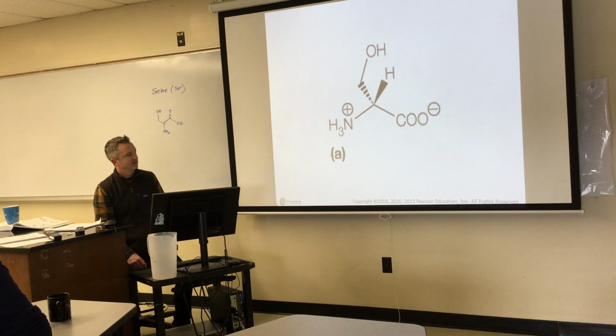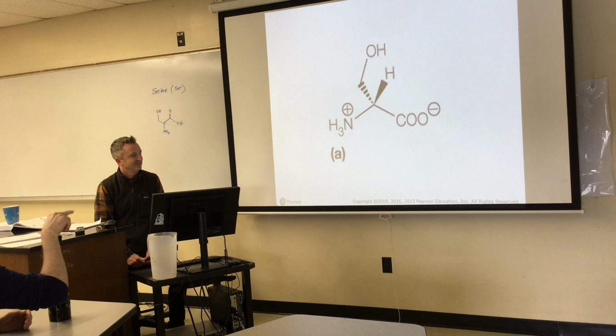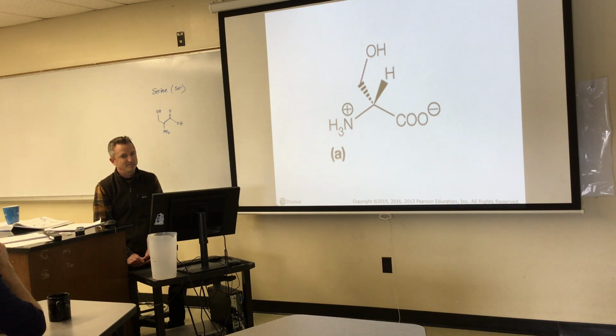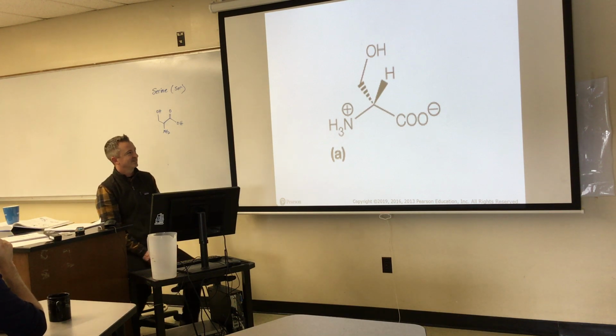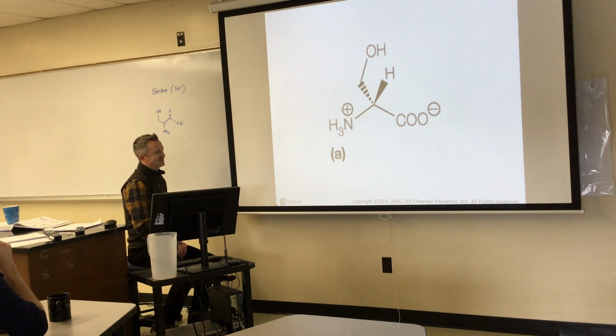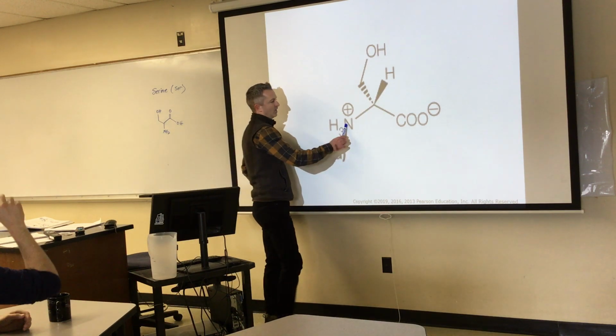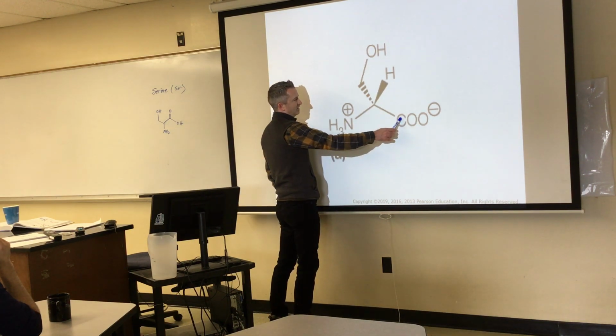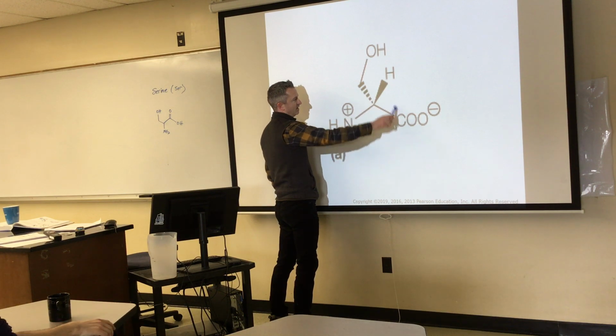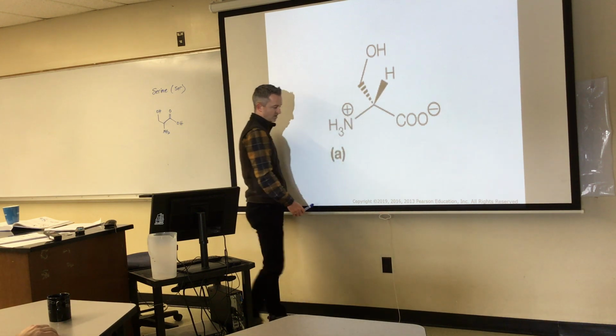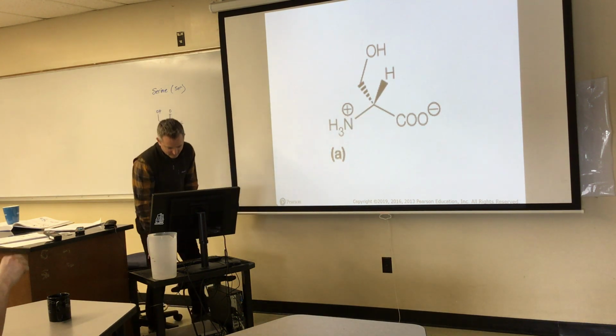Which one is this one? I know it's R, you probably remembered it. It's R, it's S, which one? R. It's R, good, this is really good. 1, 2, 3, back around to 4. Hydrogen's in the front, so it must be the R. Good. All the OHs on the central carbon. Good.